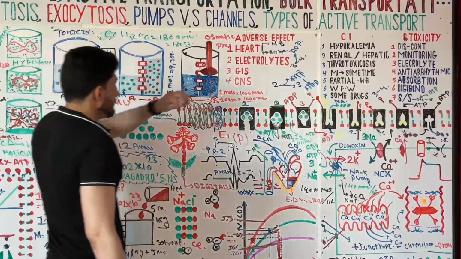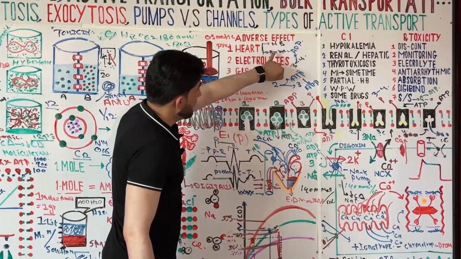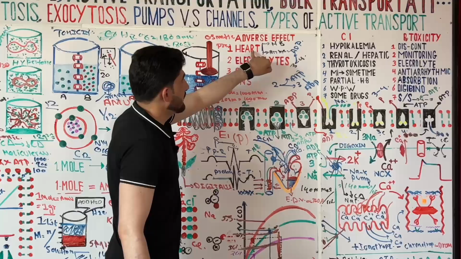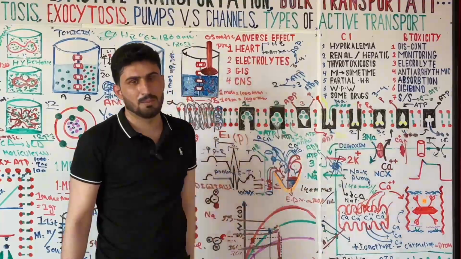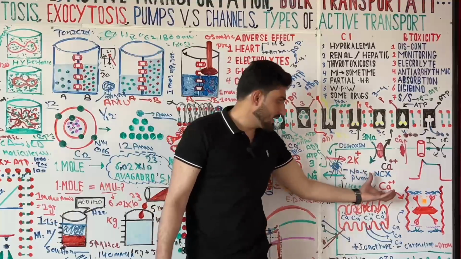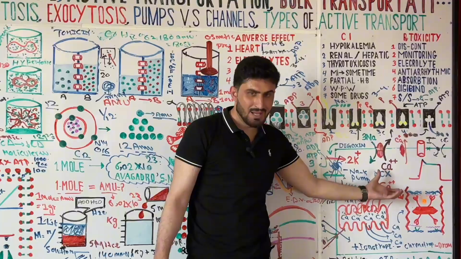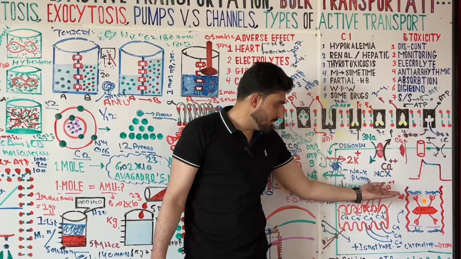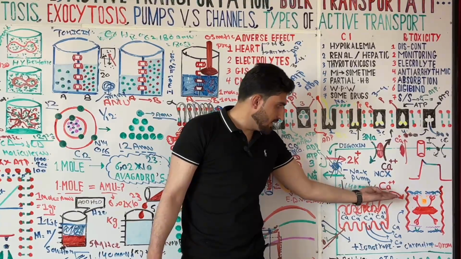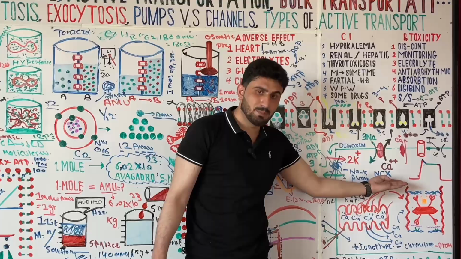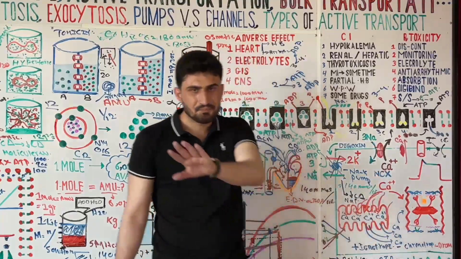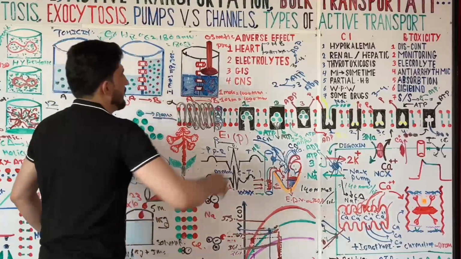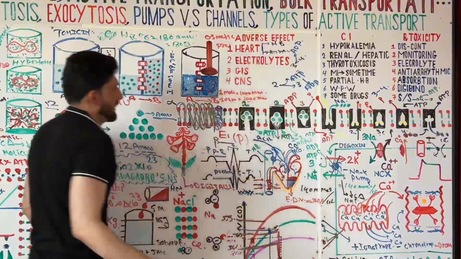Anyway, it causes heart block and it causes arrhythmia. One side effect of this drug is arrhythmia, because it loads a lot of cations or calcium within the cell, and it increases the resting membrane potential and causes arrhythmias. Okay, that's one side effect.